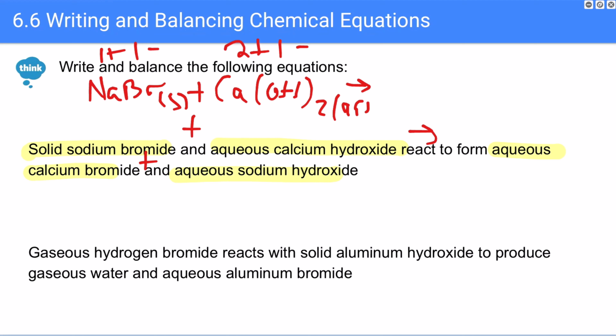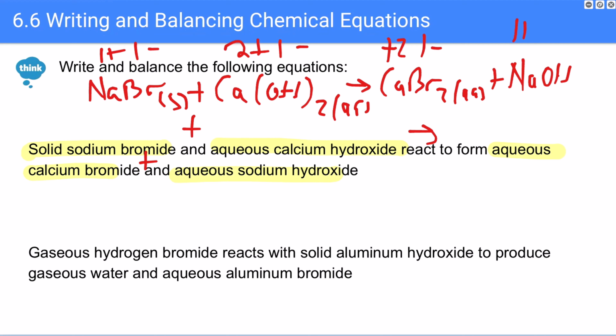React to form aqueous calcium bromide and aqueous sodium hydroxide. Again, notice I'm always checking my charges. Include states of matter if they're given. And then once we finish writing out all of our formulas correctly, we just go back and balance it. I have 2 OHs on the left side of the arrow and 1 on the right, so a 2 goes in front of NaOH.